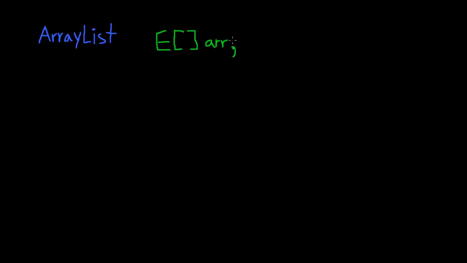I'll initialize it to have a default capacity of 5. Hopefully this makes relatively good sense. In general, array lists will have a default capacity of 5 in their backing array.